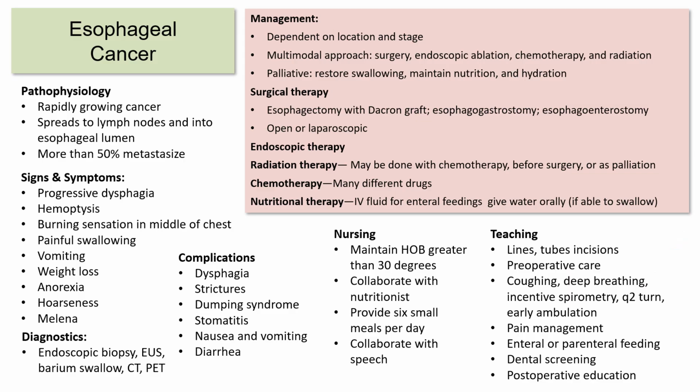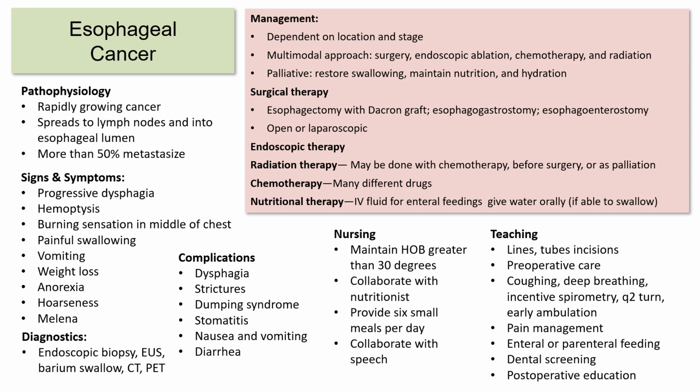So now we're next with esophageal cancer. Again, we know all about cancer. This is esophageal cancer, so we want to start thinking breathing, airway, nutrition, all of our ABCs. Very, very sensitive area, right? So esophageal cancer is typically fast growing, and it quickly spreads to the surrounding lymph nodes. And more than 50% of people who are diagnosed with this experience metastasis.